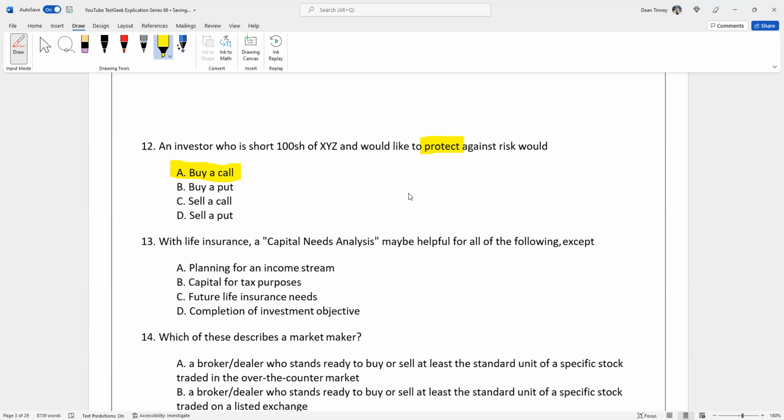So the key point here is protect. When you hear protect, you're buying the option. When you hear income, you're selling the option.